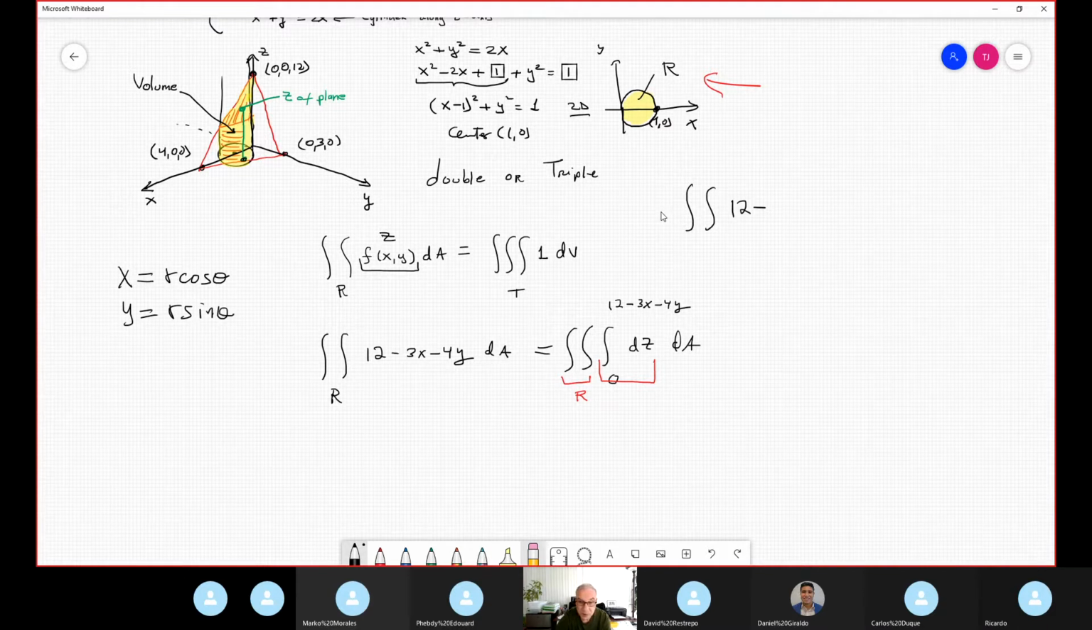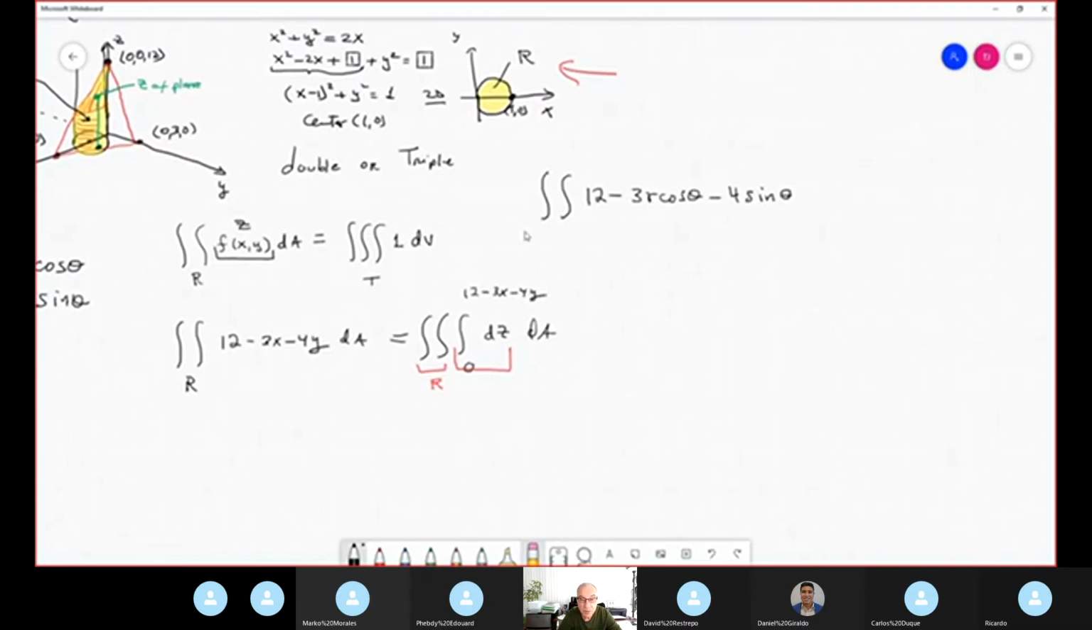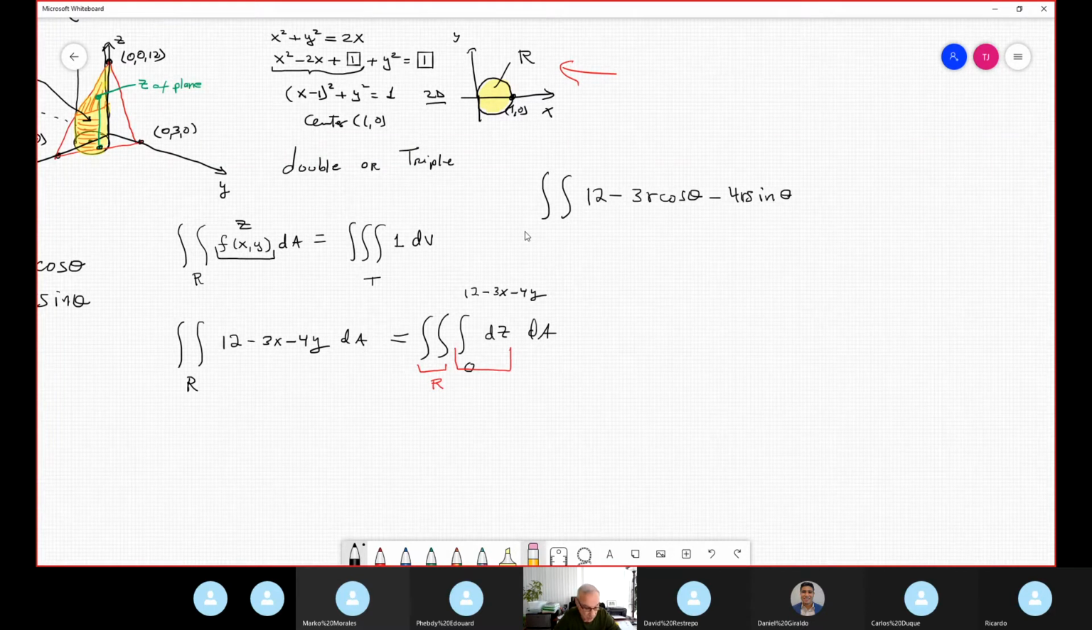Entonces es 12, entonces instead of x you put 3 times r cosine theta minus, ¿no? 4r sine theta. Okay, this is my new integrand function after the transformation with the polar. You replace x and y by r cosine and r sine. I forgot here, r. And the Jacobian is r dr d theta.